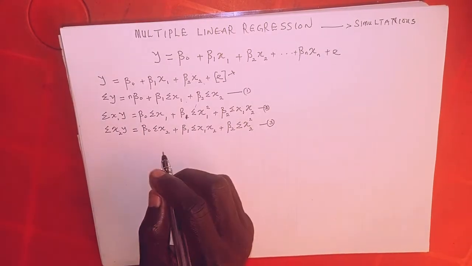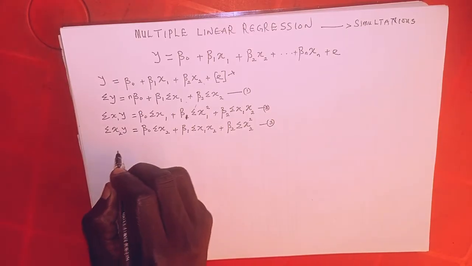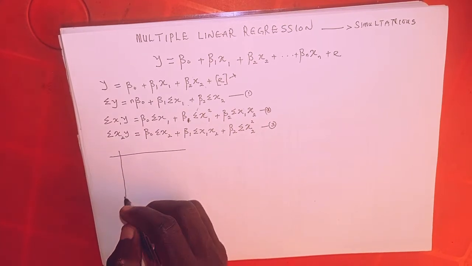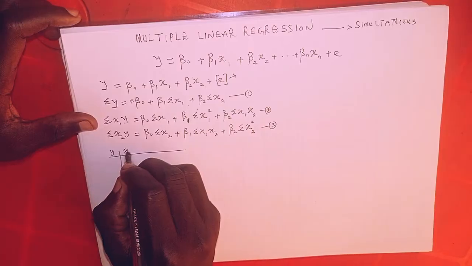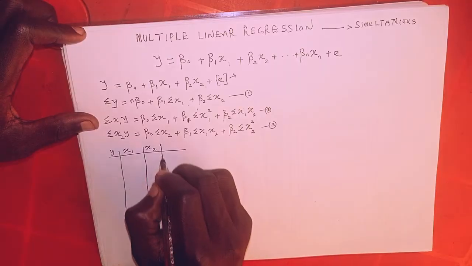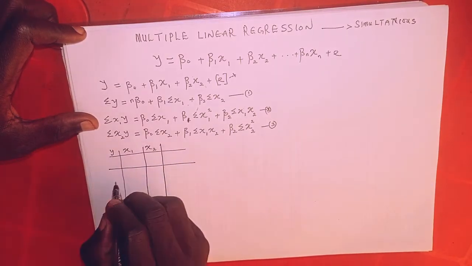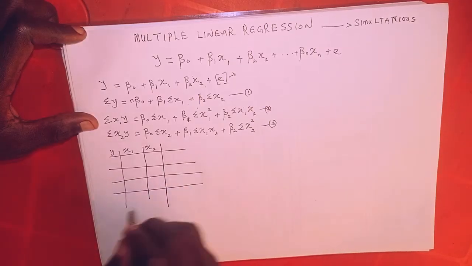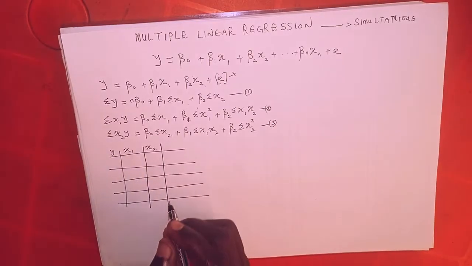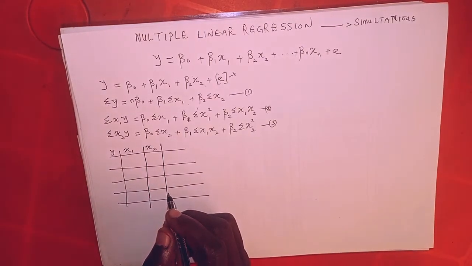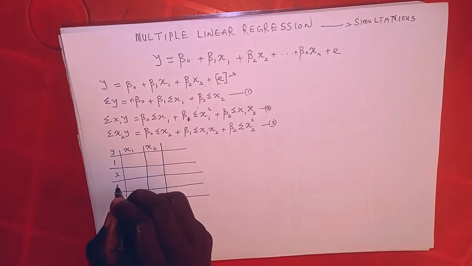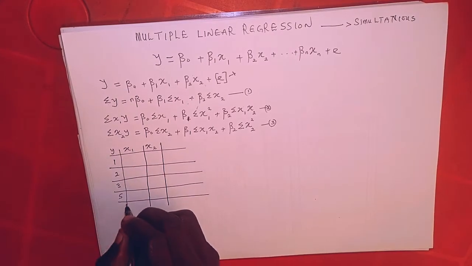All right, let's consider this table. We have y, x1, x2. So assuming we have values of y to be 1, 2, 3, 5, 6.